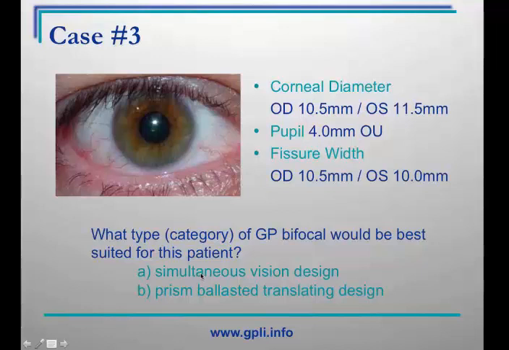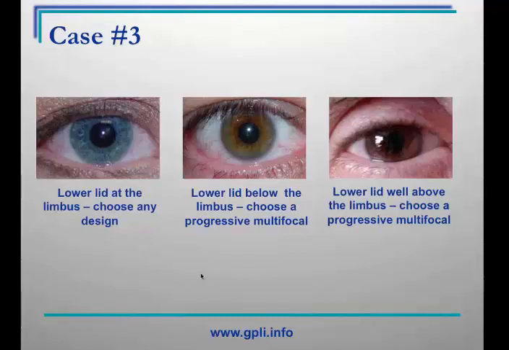So one of the factors in the decision-making process is simply, where is that lower lid? If you see the lower lid at the limbus, you can really go with any design. But if you look at all three of these images, an aspheric will work in all three. If you have a low lower lid, a segmented translating is usually not successful. If you have a real high lower lid, it may raise that seg well into the pupil. So you have a viable option with an aspheric multifocal regardless of lid position.